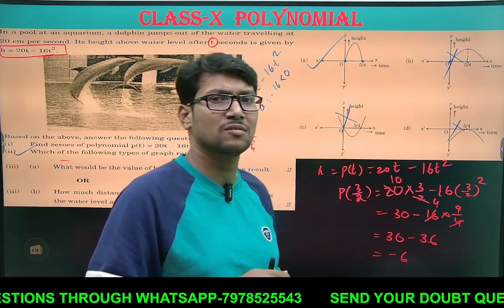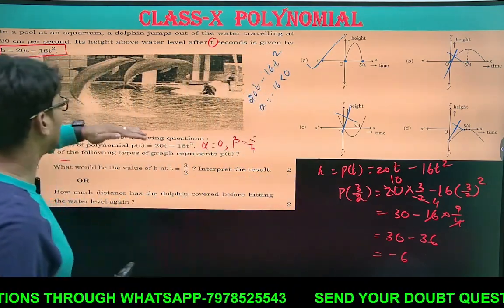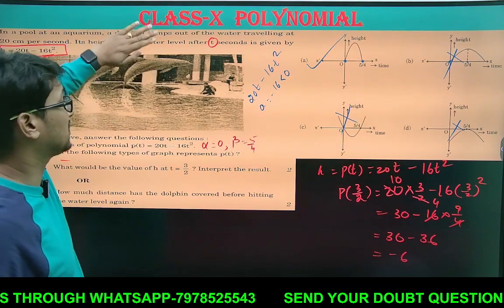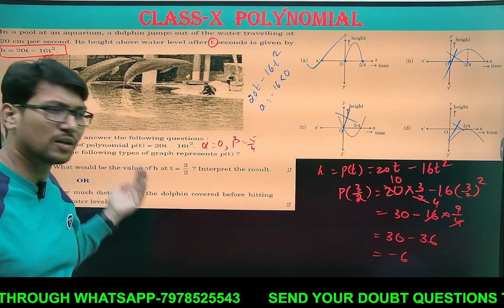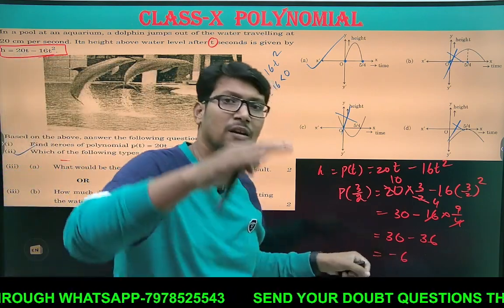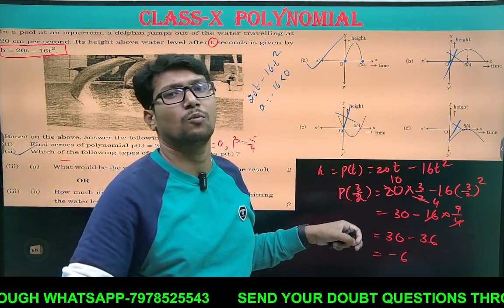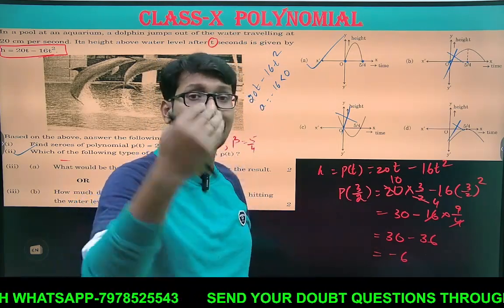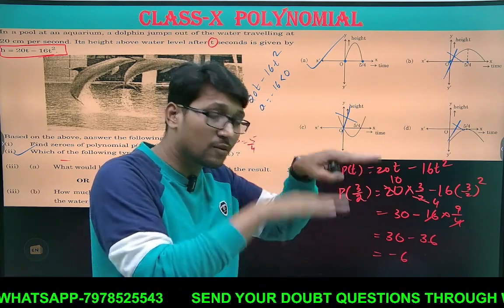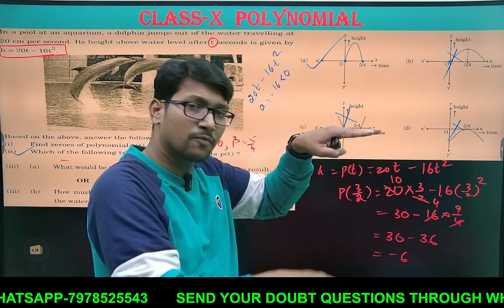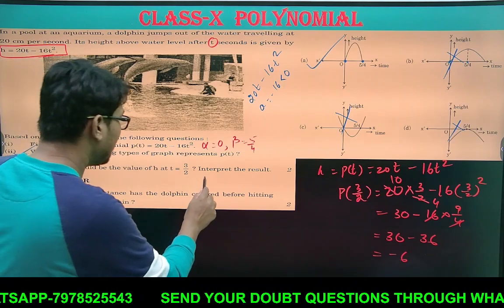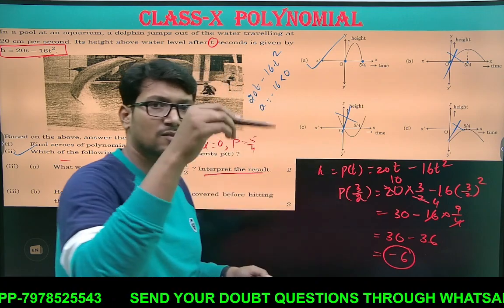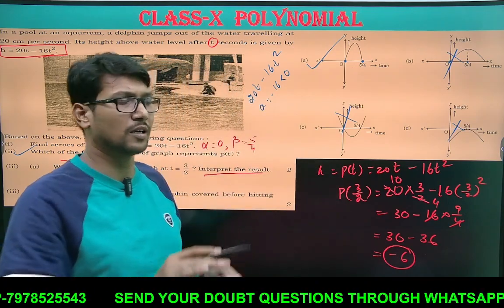Now this is the water level. If it is moving upward, then the height is positive. If it is moving downward, then the height is what? Negative. So 6 centimeter downward from the water level. Minus 6 means the dolphin travels 6 centimeter downward from the water level. It is asking to interpret the result. The result is saying minus 6 means it travels 6 centimeter downward from the water level.